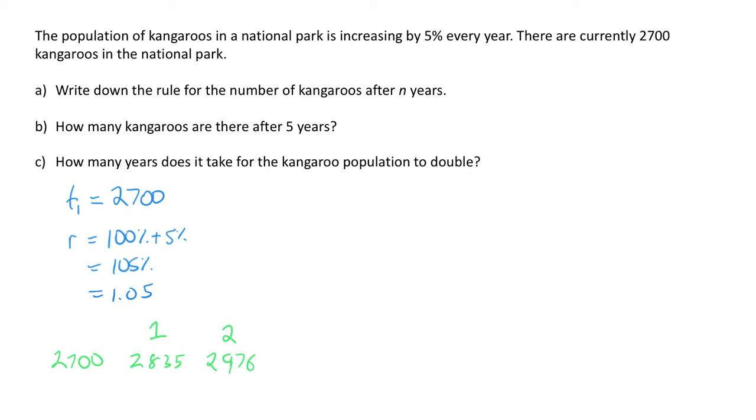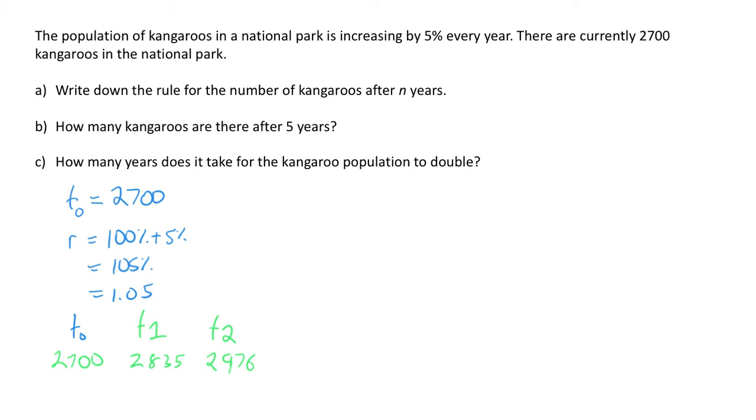2,976. So we can see that our T1 and T2 values are 2,835 and 2,976, but we are actually starting with 2,700. So that 2,700 can't be our T1 value, but it's actually our T0 value. So our T0 value is going to be 2,700, and that's the value that we are starting with.